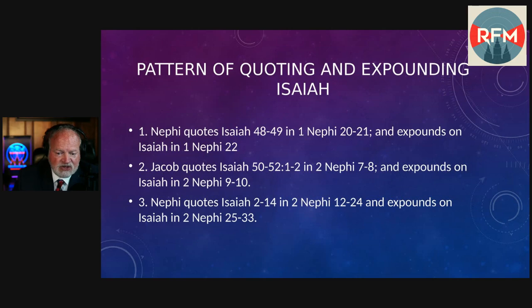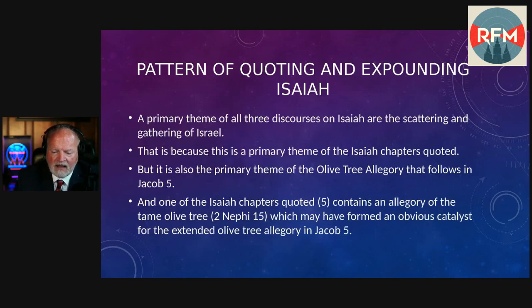The next example is Jacob quotes Isaiah 50 through 52, 1 through 2, in 2 Nephi chapters 7 and 8. And then he expounds on Isaiah in 2 Nephi chapters 9 and 10, the same pattern you see. And it happens again, the third example being Nephi quoting Isaiah chapters 2 through 14. That's that huge block of Isaiah in 2 Nephi chapters 12 through 24. And then Nephi expounds on Isaiah for the rest of his book of 2 Nephi, in 2 Nephi chapters 25 through 33. This is the pattern of quoting and expounding Isaiah.